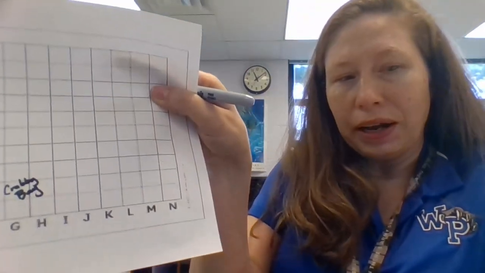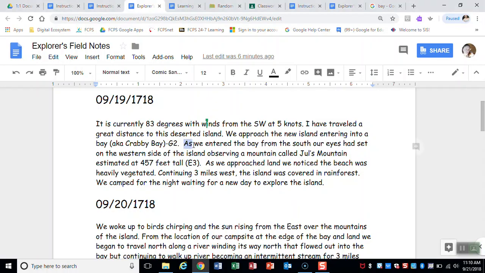Where G and 2 intersect, I'm going to write Crabby Bay. That's all I know so far, so I'm just literally writing Crabby Bay in the location where the notes say it is. Then I'm going to, all right, so we're right here. As we entered the bay from the south, our eyes had set on the western side of the island, observing a mountain called Jules Mountain, estimated at 457 feet tall, E3.